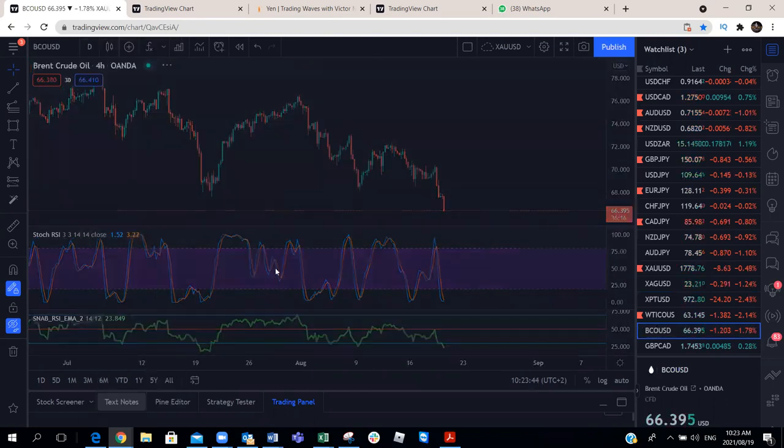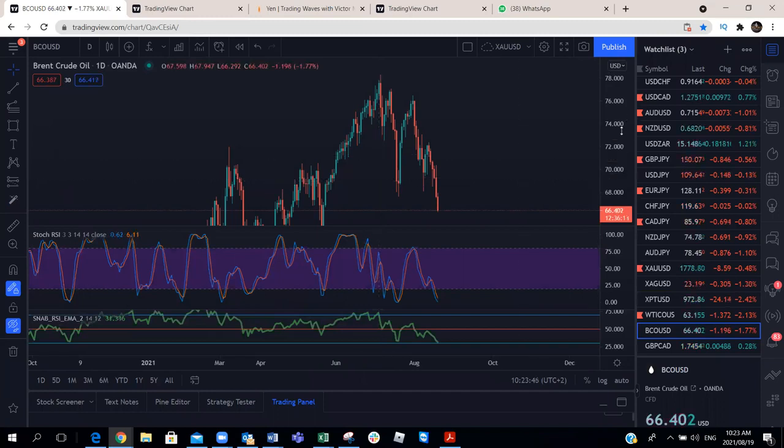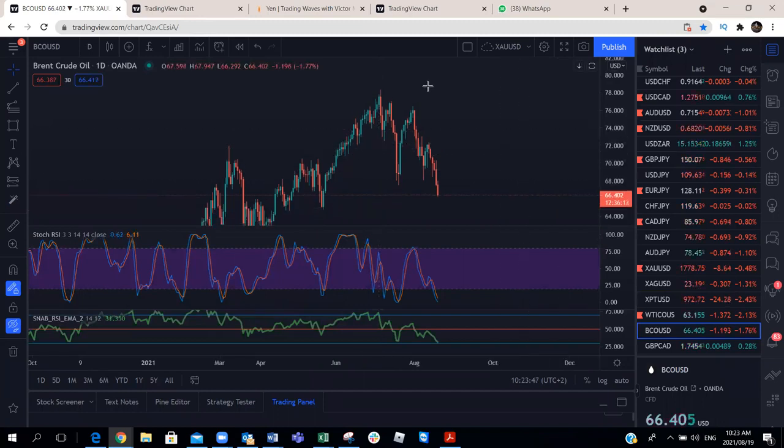Let's look at the daily. Brent crude: 3 waves down, 3 waves up, 3 waves down. This is what we expected. So it is coming around the blue box area. Let's see if we're going to get a reaction in the blue box. So far, we don't have any sign of a reversal, but we just want to get that one to the blue box.